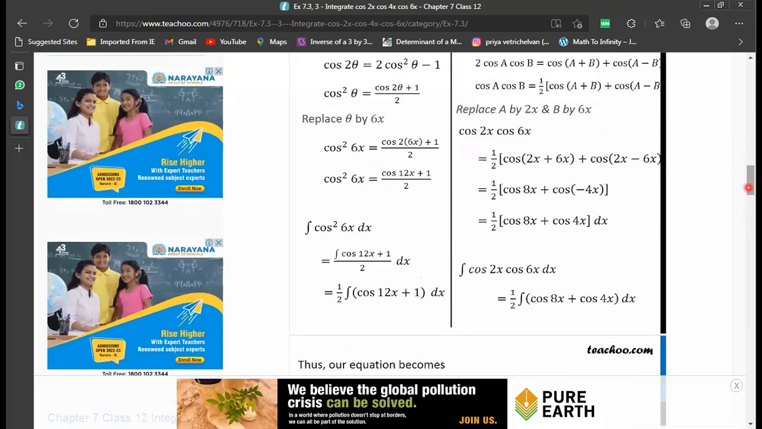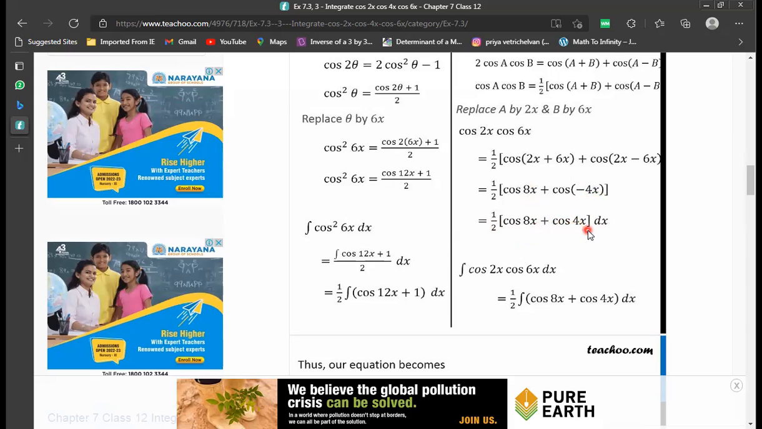Substitute back and simplify. Again, you'll be having cos 8x plus cos of minus 4x, and cos of negative theta is cos theta. So which is cos 4x. So now the answer is 1 by 2 cos 8x plus 1 by 2 cos 4x.